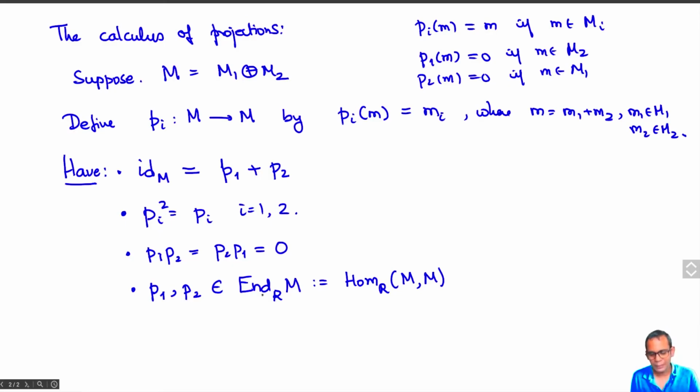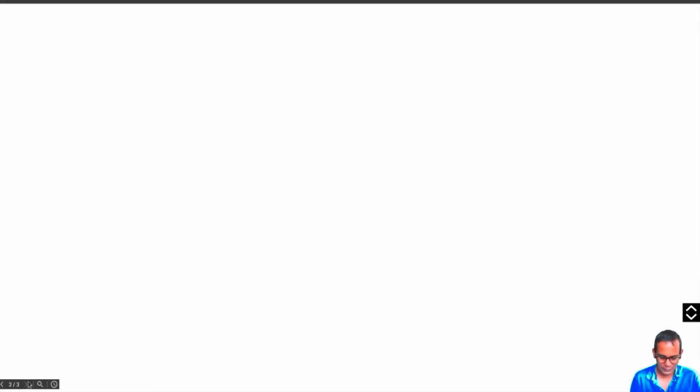Now the fact that P1 and P2 are in End_R(M) rests on the condition that M1 and M2 are submodules of M. I leave it as an exercise to you to check that because M1 and M2 are submodules of M, P1 and P2 are R-module homomorphisms. As an application of this calculus of projections, let me show you a module that is not simple but is indecomposable.